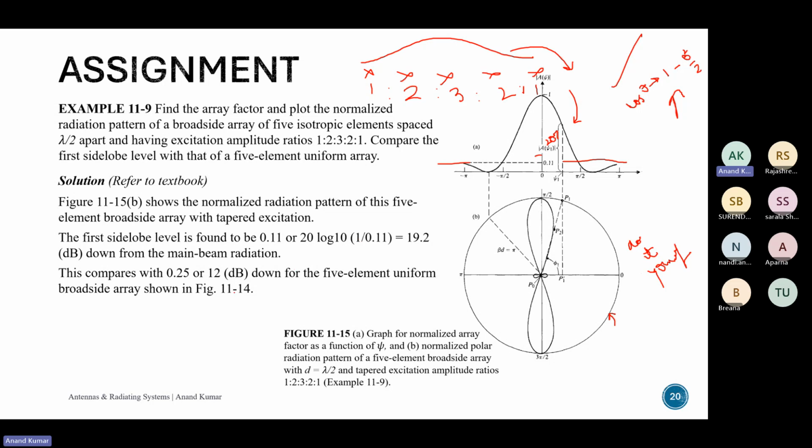So what I was saying was, if you just taper the current, the side lobe levels would reduce, and there is this example in the textbook. I would recommend you go through it. The textbook is, again, to remind you, D.K. Cheng, chapter 11.